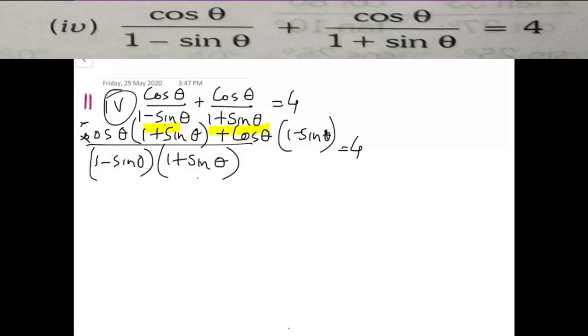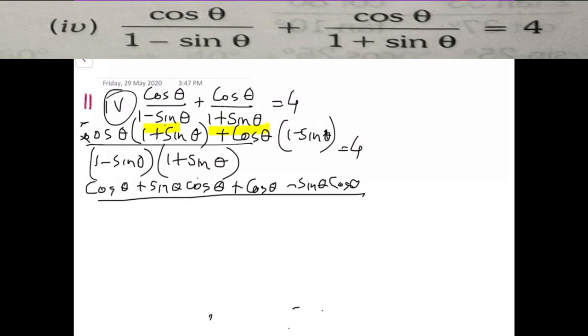Now in the numerator, I am going to multiply. Cos theta into 1 is cos theta. Then cos theta into sin theta is cos theta sin theta, or sin theta cos theta. Then plus cos theta into 1 is cos theta, then minus, again sin theta cos theta. And in the denominator we have 1 minus sin theta into 1 plus sin theta.